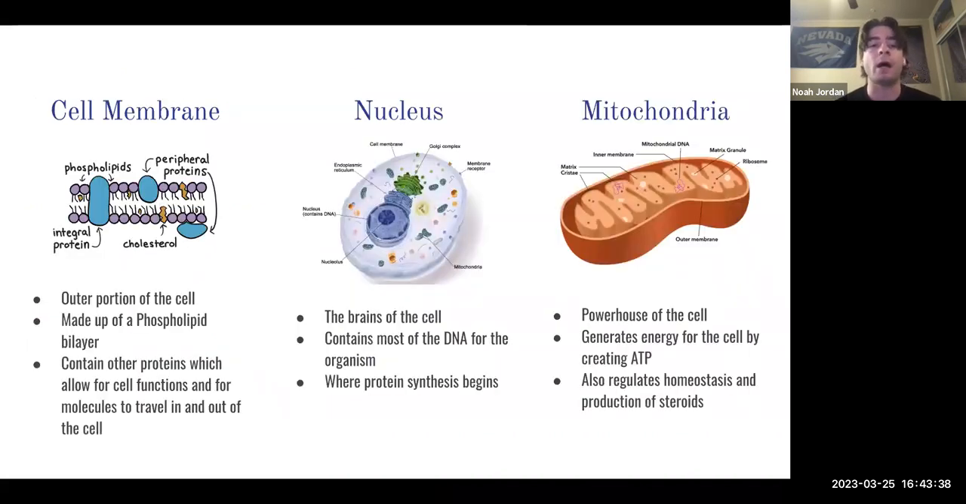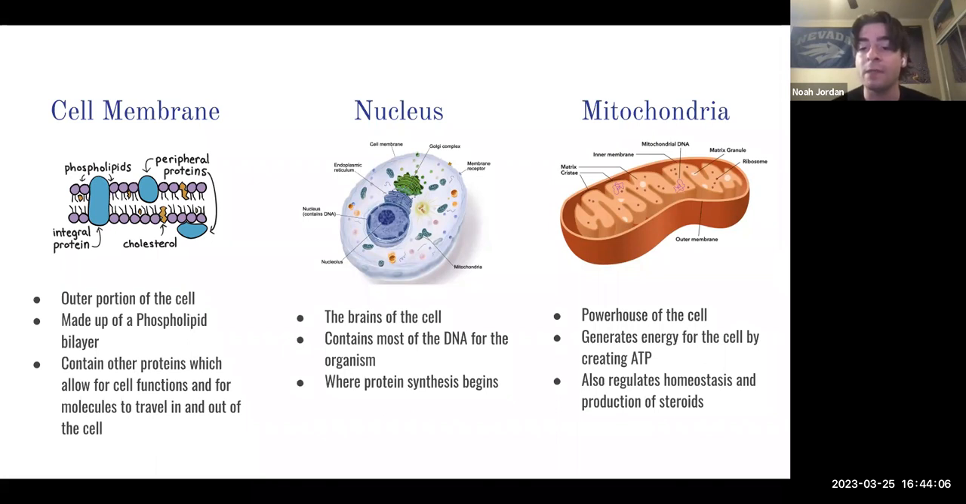Okay, so first here are some of the organelles that both plants and animals share. First we have the cell membrane. This is the outer portion of the cell. It is made up of a phospholipid bilayer, and this contains other proteins which allow for cell functions and for molecules to travel in and out of the cell. Then we have the nucleus. This is the brains of the cell, and it also contains most of the DNA for the organism, as well as being where protein synthesis begins.